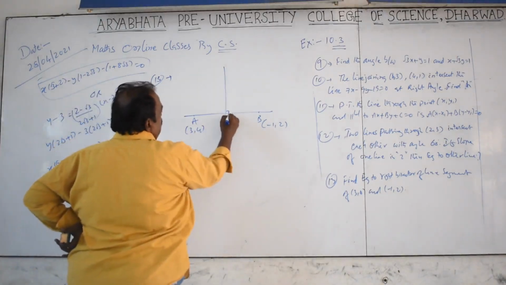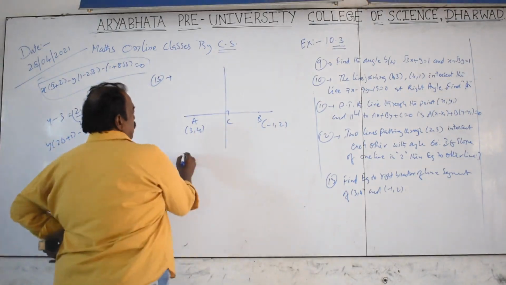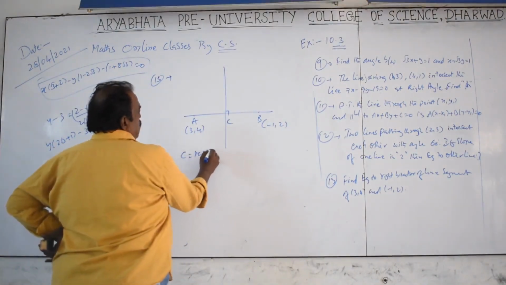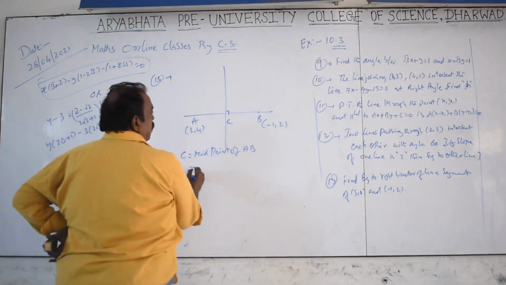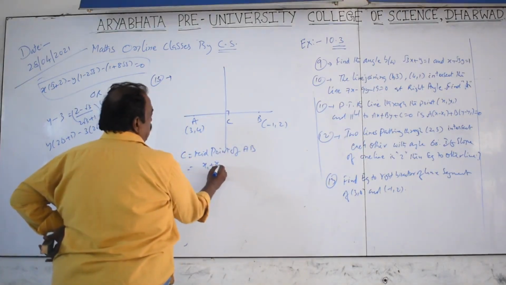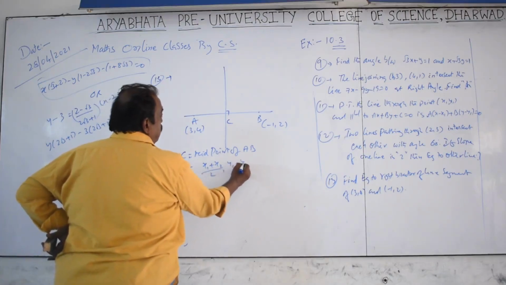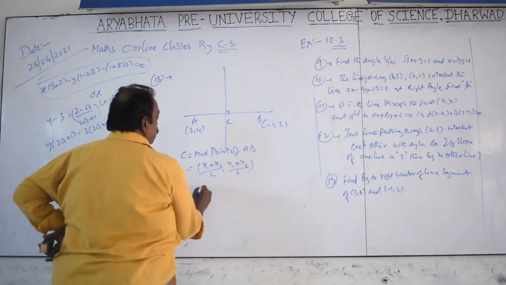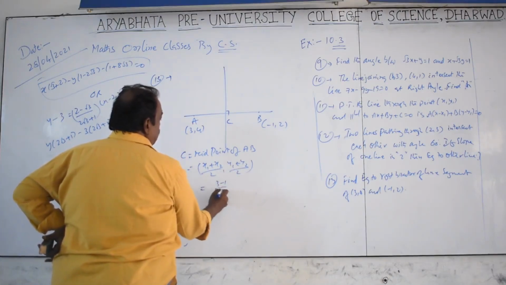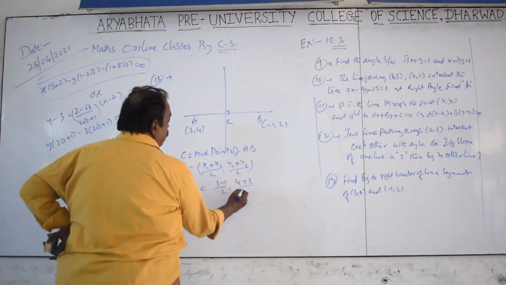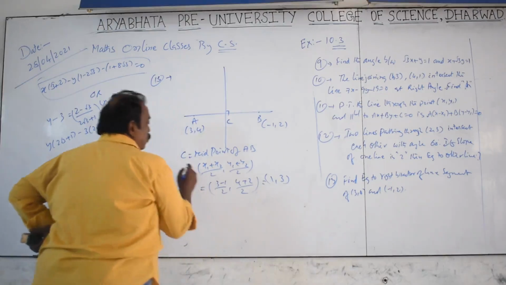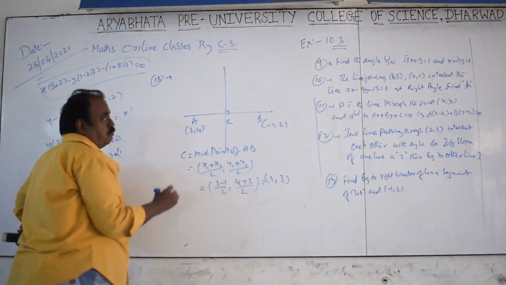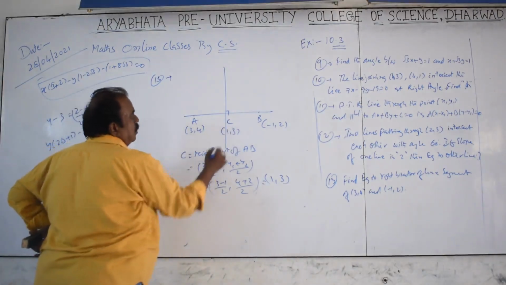This is a midpoint C. C is the midpoint of AB. That is (x1 plus x2) by 2, (y1 plus y2) by 2. So, minus 1, (3 minus 1) by 2, and (4 plus 2) by 2. That is 1, comma 3. So, the C value is obtained. It is (1, 3).